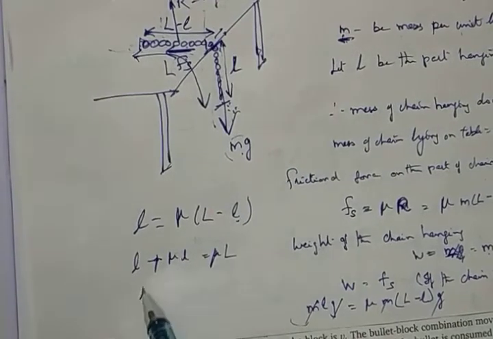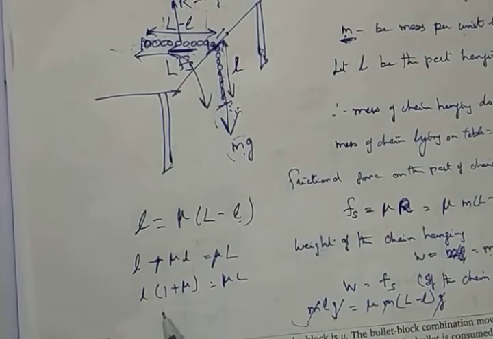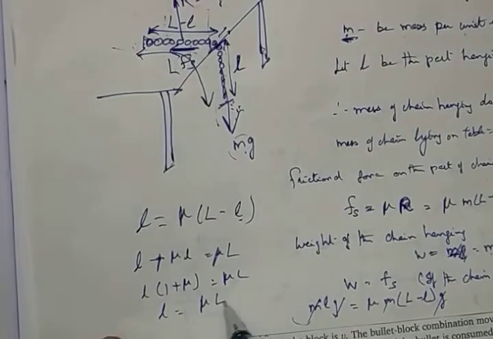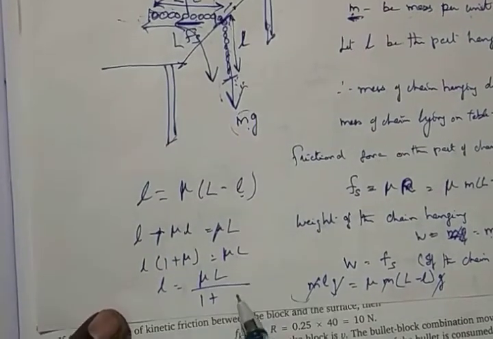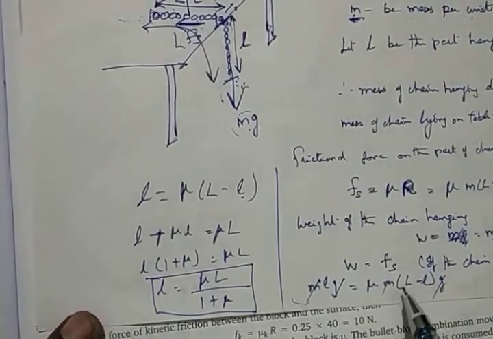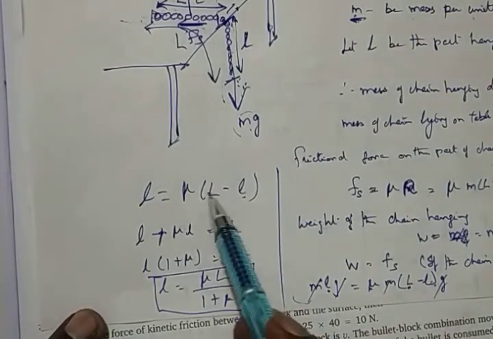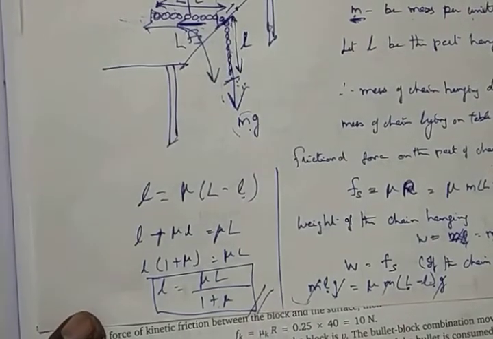So 1 plus mu times l is equal to mu L. So l is going to be equal to mu L upon 1 plus mu. This is the answer. I've just taken from here itself: l is equal to mu times of L minus l, and then I just multiply it inside and you will get this answer.